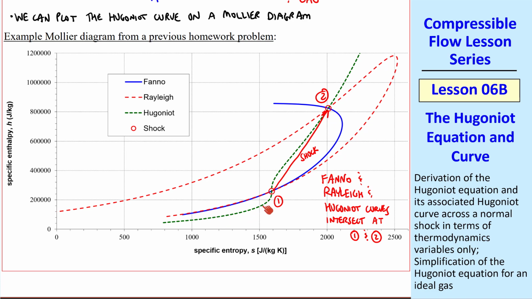And by the way, I plotted this in the exact same way that I plotted the other two, but with the ideal gas Hugoniot equation for the pressure ratio. Students taking my class will plot a similar curve, but with a different initial state 1. But qualitatively, the three curves should look something like this.